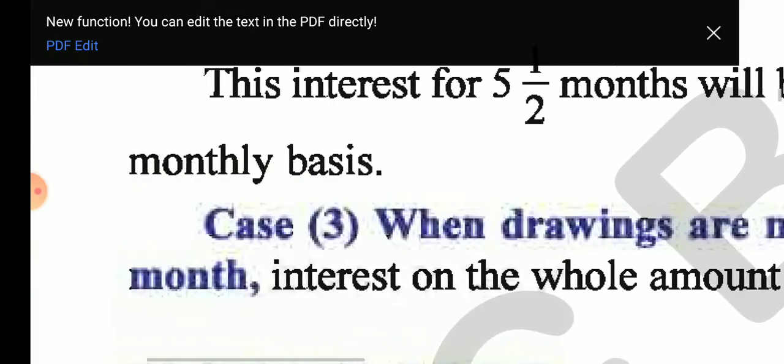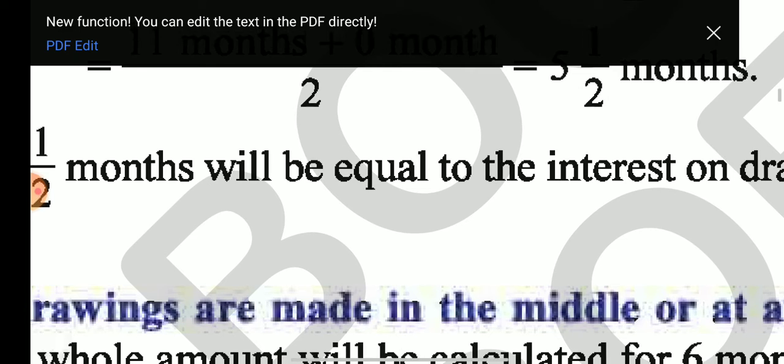Okay, three ways there. I will show on the copy how to calculate if the drawing is at the beginning, mid and end, for 12 months, for 9 months, for 6 months and for quarterly. I will try to show you all of these.